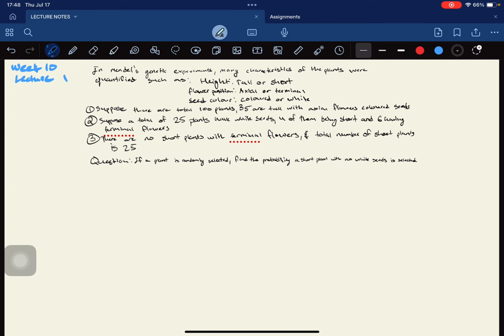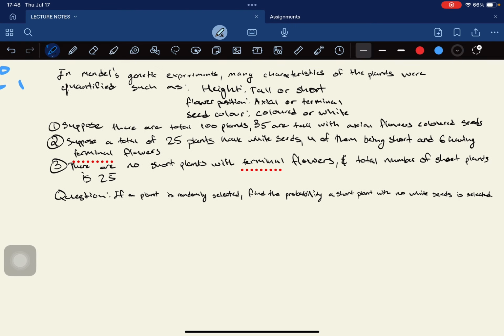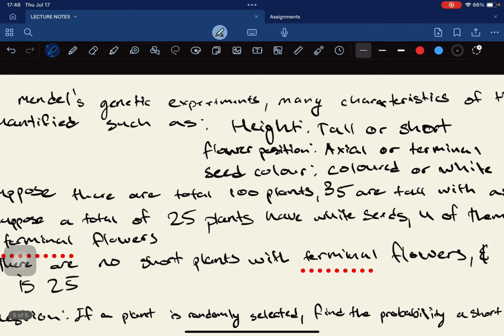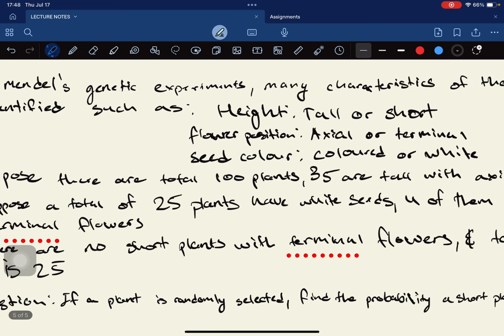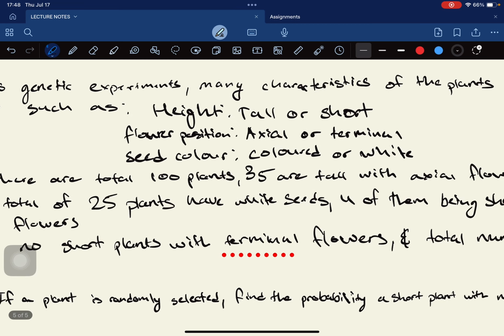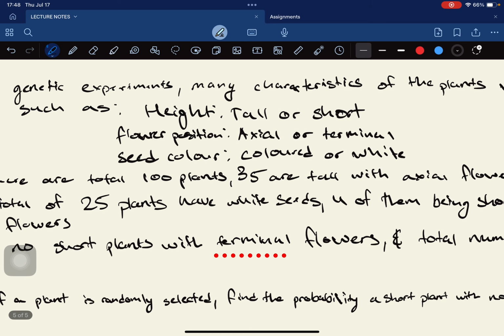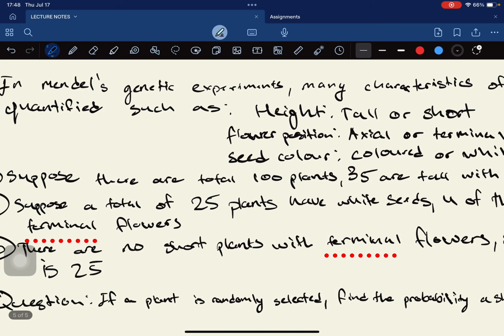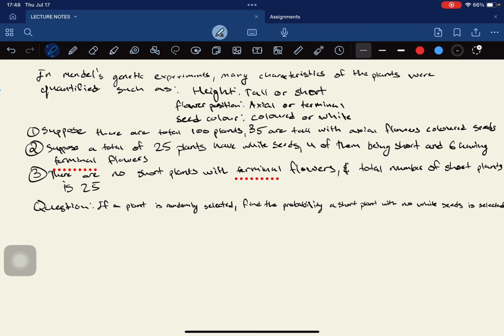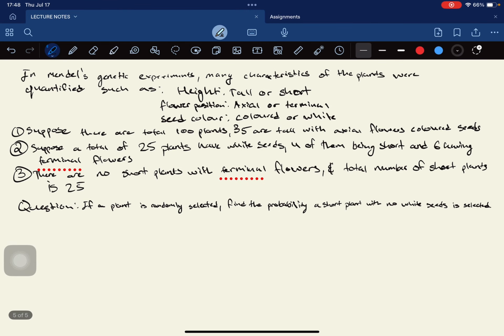I'll just start off with week 10, lecture 1, so what we did on Monday. The question was asking: in Mendel's genetic experiments, many characteristics of the plants were quantified, such as height, tall or short; flower position, which is axial or terminal; and seed color, which is colored or white. So there are three different categories: height, flower position, and seed color.